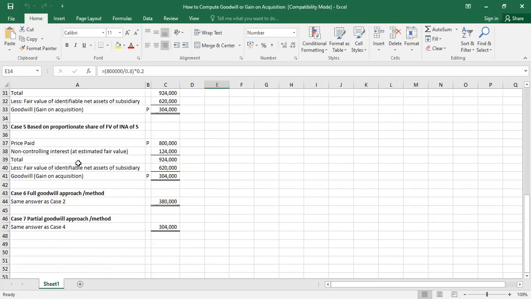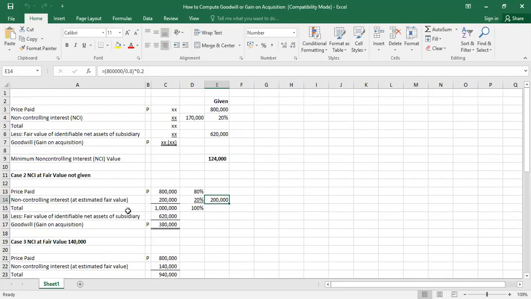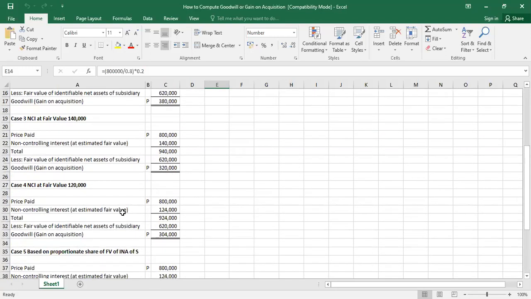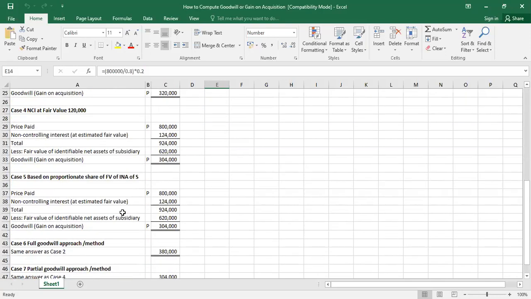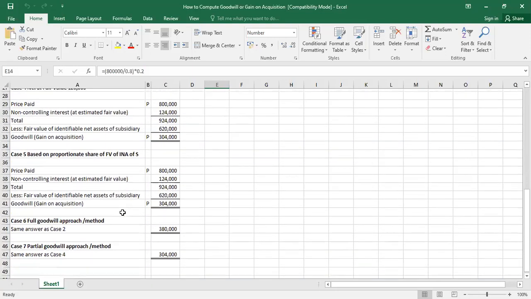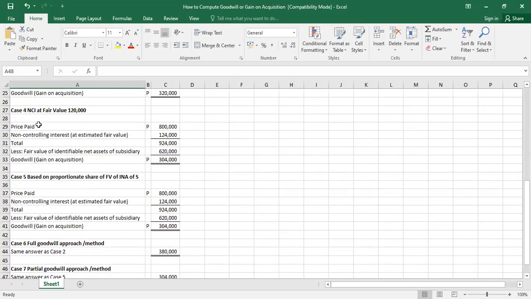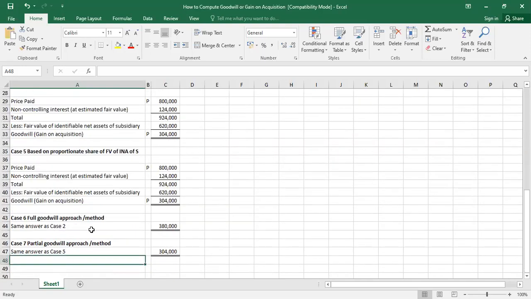For case six, this is full goodwill approach or method. This is the same as estimated NCI at fair value. So that's why it's same as case two. And for case seven, partial goodwill approach or method, this is same as case four, in which we utilized the proportionate share of identifiable net assets of subsidiaries. So in fact, cases four and five are the same as here. So let me replace this with case five then. Okay, because you might be thinking that case four really is the same as case seven at all times. No, it's case five that is same as case seven.